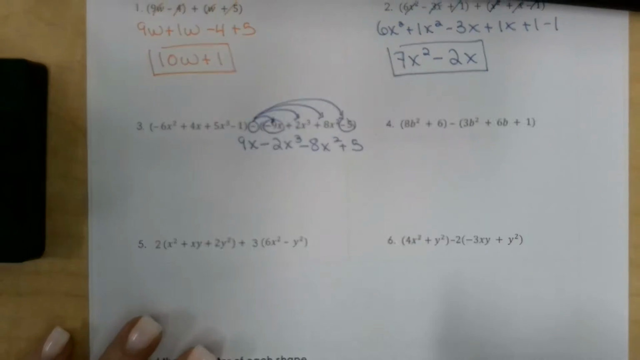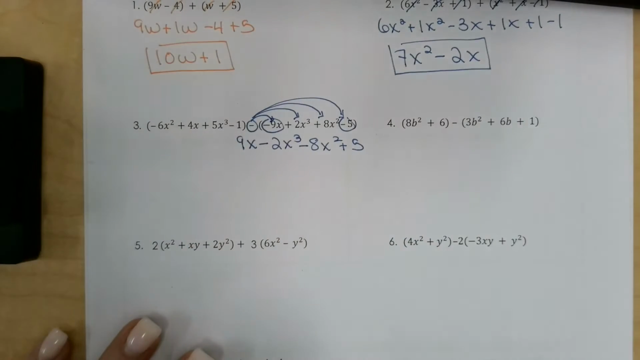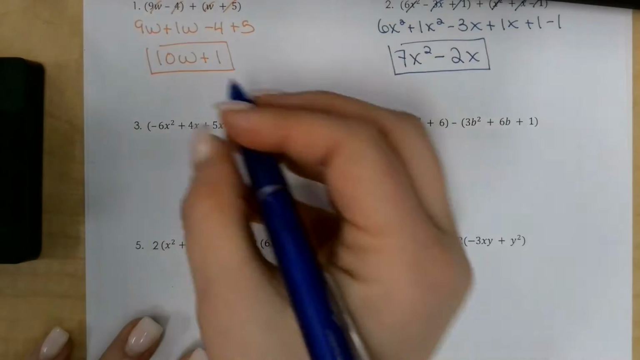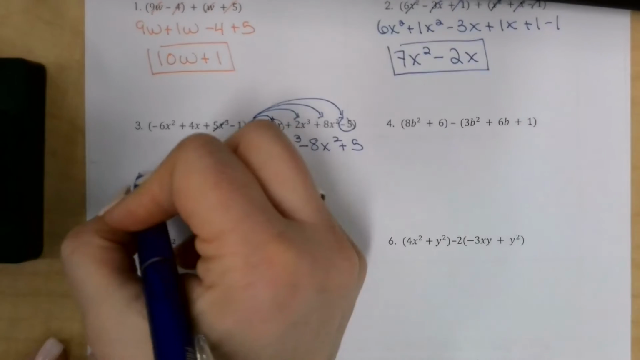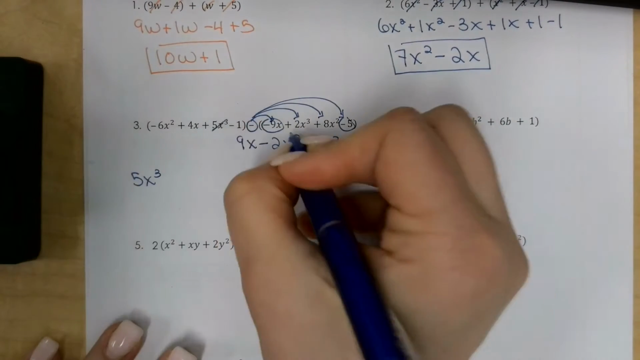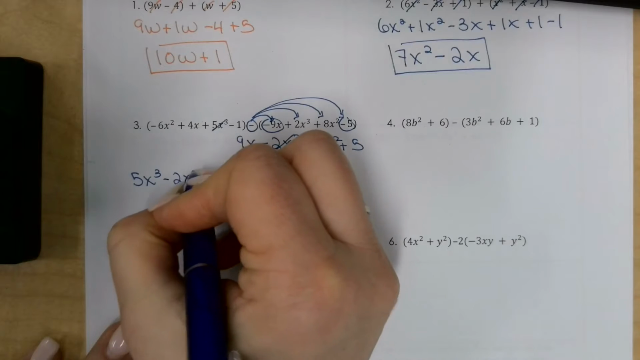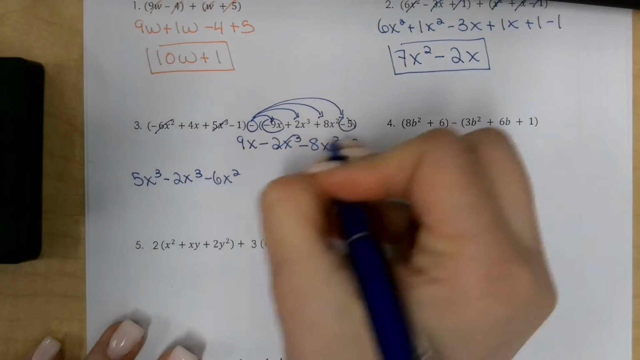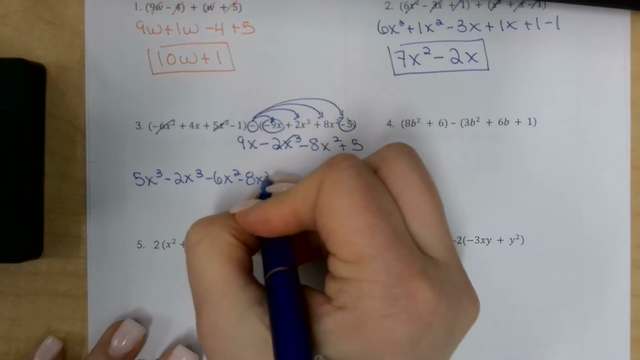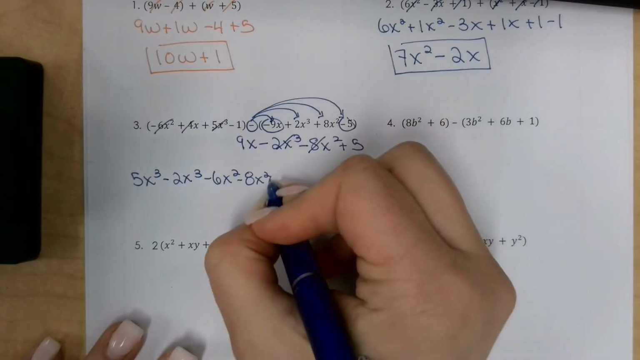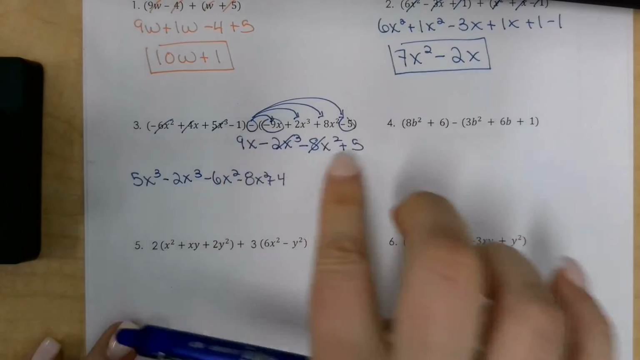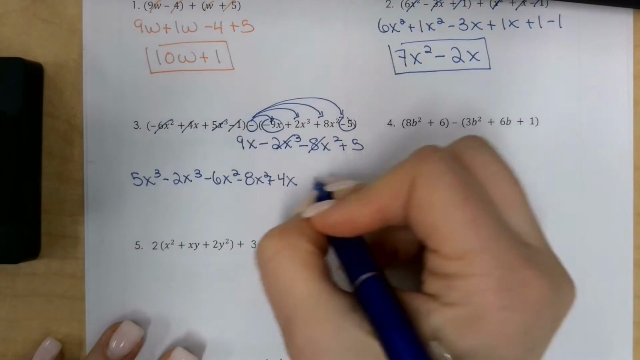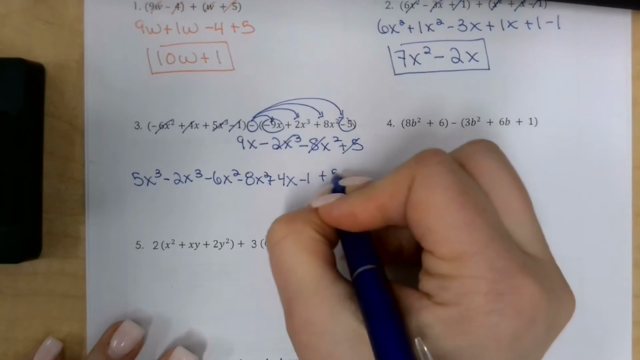Let's do my rewriting. And I'm looking for my highest exponent because I want to write these into standard form, and that's a 5x cubed. So I've got 5x cubed. I've got minus 2x cubed, minus 6x squared, minus 8x squared, plus 4x. There was no just single x there. I forgot the x. Minus 1 plus 5.